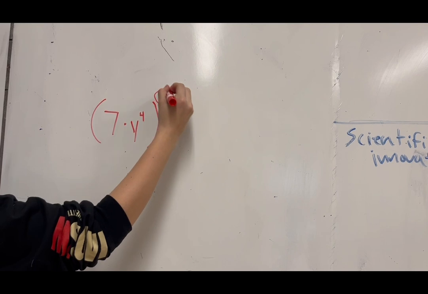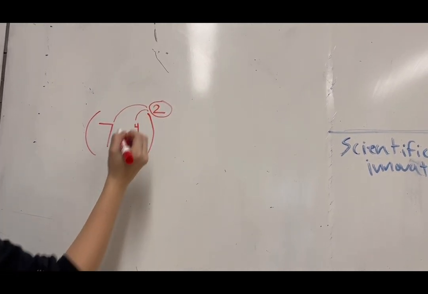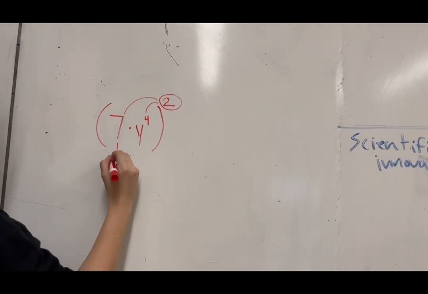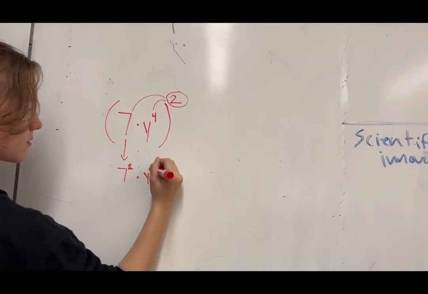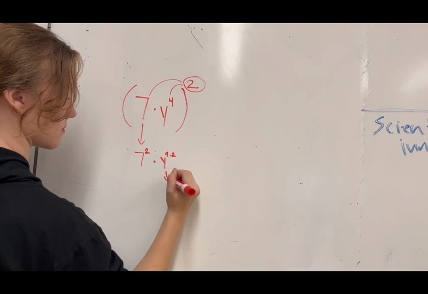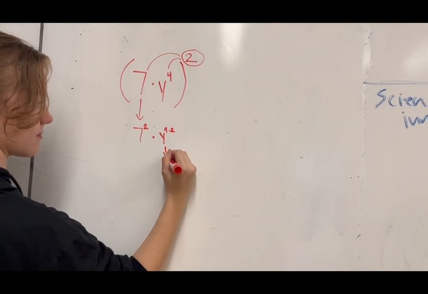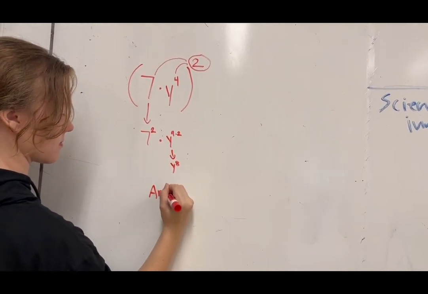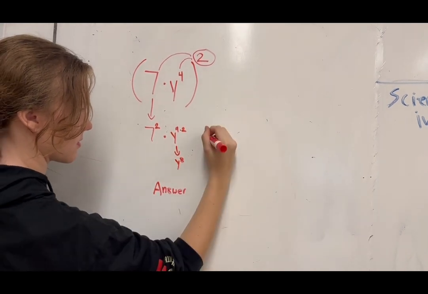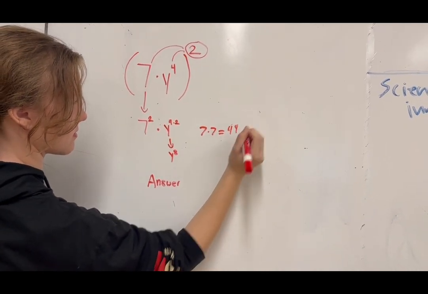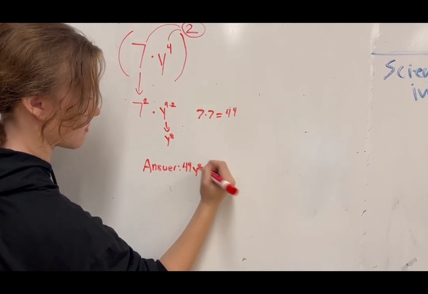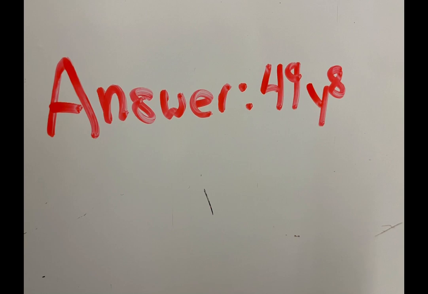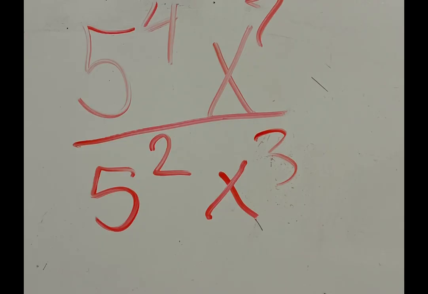Now let's see the work for this problem. I first circle the 2, and then I distribute it into everything inside of the parentheses. Then I rewrite the problem as 7 to the power of 2 times y to the power of 8. Then I multiply 7 times 7 to get a total of 49. Then I add on the y to the power of 8 to get 49y to the power of 8 as our final answer. Final problem, we're almost done.